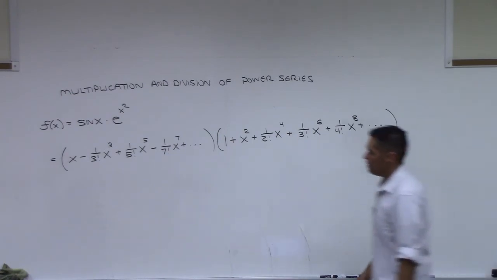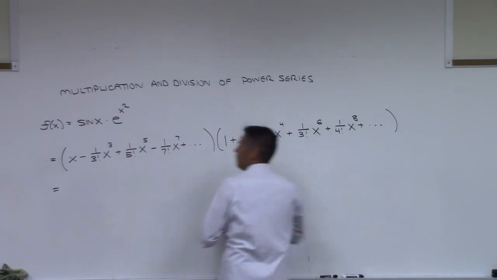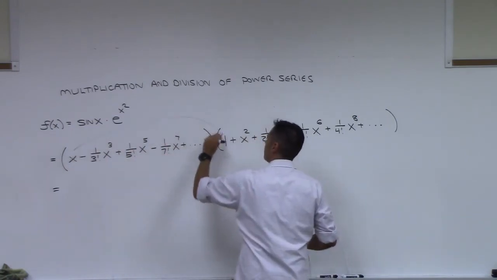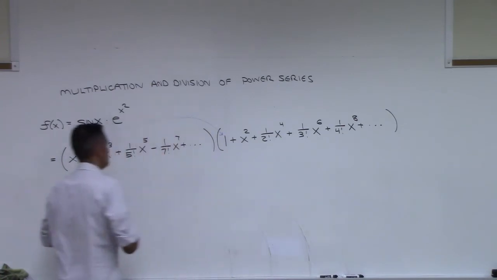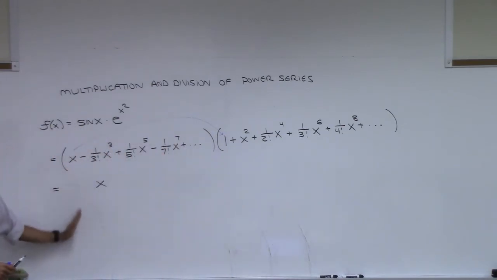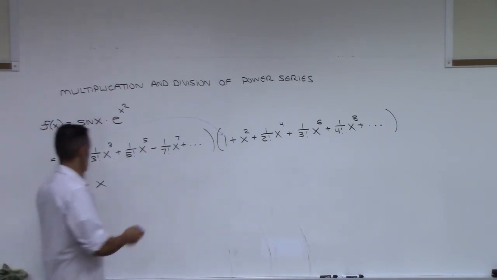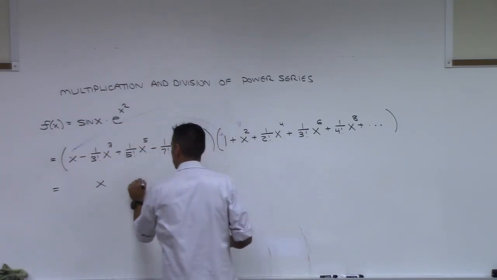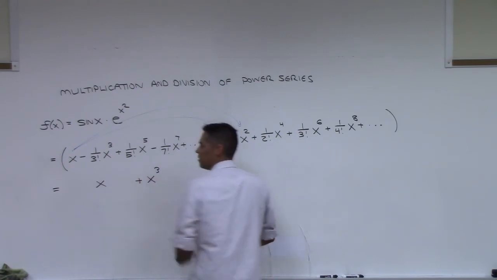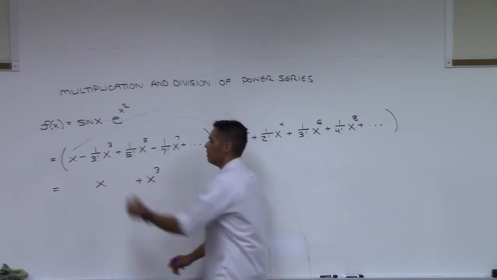Now let's multiply. Starting with the x. The x through to here, what's that? X. So I'm going to leave a gap here. Notice I left a gap here in case I ever get a constant. On the next multiplication through, if I ever get a constant, I'm going to leave a space for it. What's the next one through? I get x cubed, right? So notice I'm going to go plus x cubed.